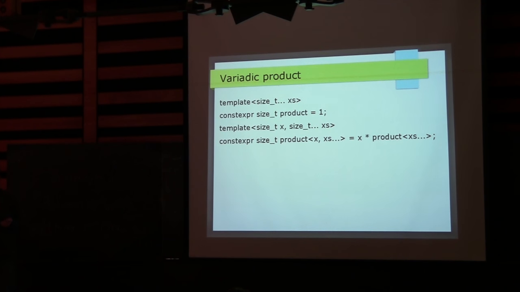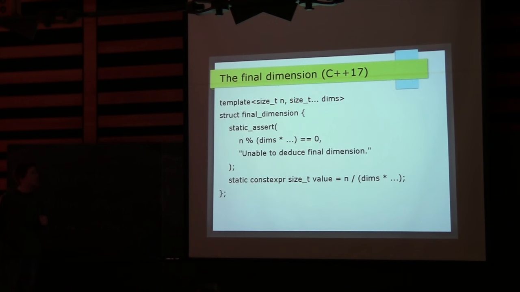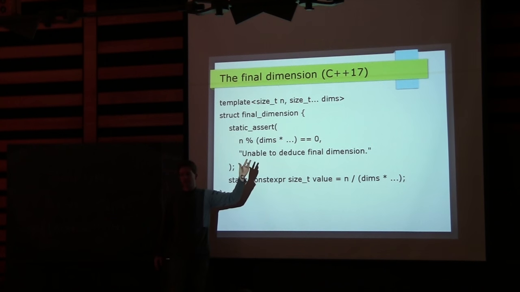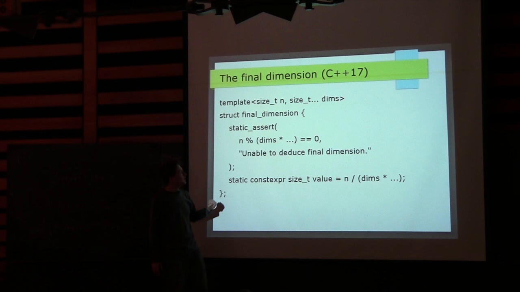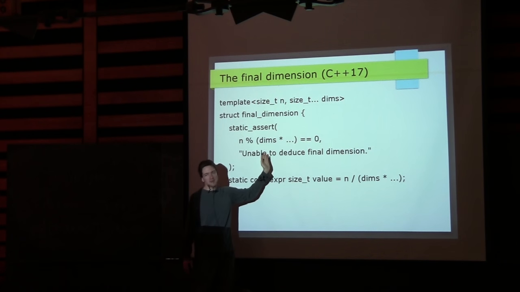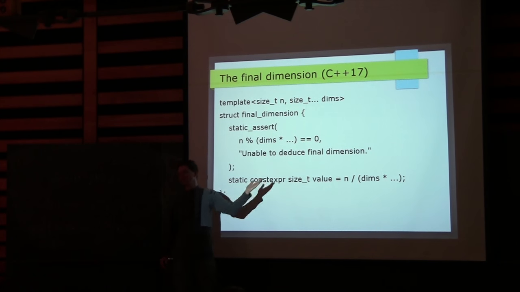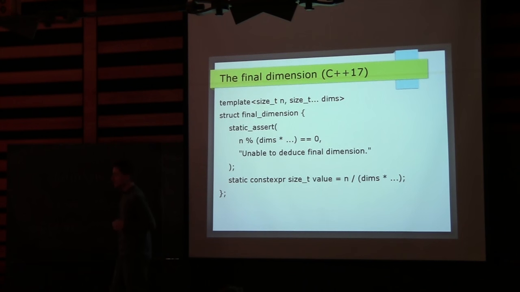Now, fortunately, C++17 simplifies things a little bit. And our final dimension struct would actually look like this. This is taking advantage of what's called a fold expression. And here, instead of having to write this variadic product thing, we can just say dims times dot dot dot, and that multiplies them all together for us. It's a variadic left fold.